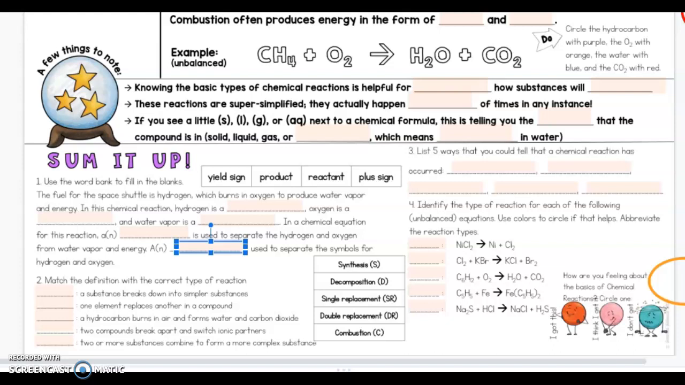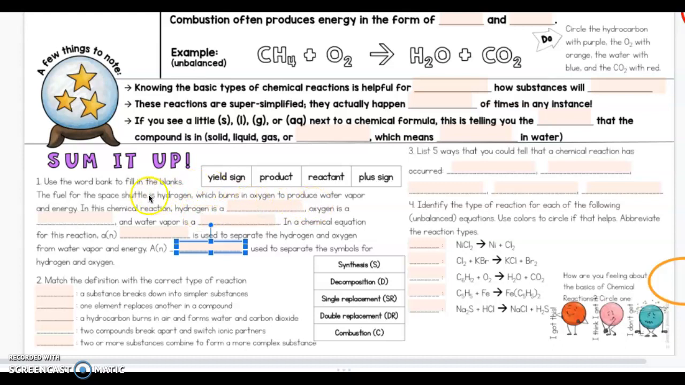All right, I just wanted to go through the sum it up section on the chemical reaction notes with you to make sure you knew what was going on. So, for the fuel in the sum it up section, the fuel used for the space shuttle is hydrogen, which burns with oxygen to produce water vapor and energy. This is a chemical reaction.